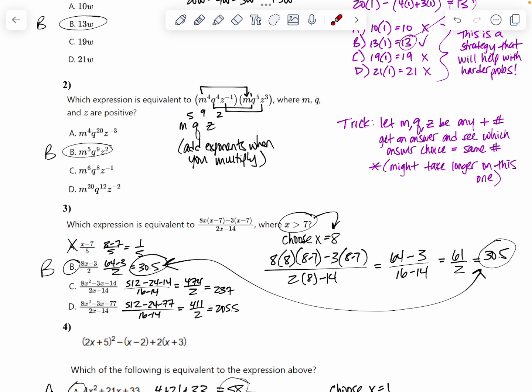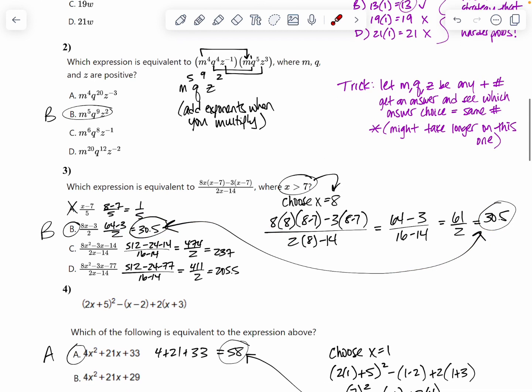And when I plug in 8 for that x, I get 8 minus 7 divided by 5, which is 1/5. That is not equal to 30.5. This is not the right answer. When I take the same number 8 and plug it in for this x, I get 64 minus 3, which is 61 divided by 2, which is 30.5. Ding, ding, ding. That's my answer.